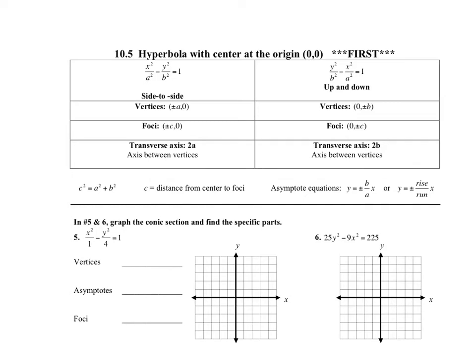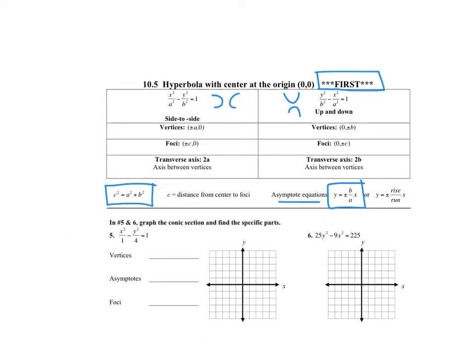Okay, that was Sophia. All right, so 10-5, we're going to do hyperbolas. Hyperbolas are all about which one comes first. It's not about which one's bigger or smaller. These would be side to side, and that would be up and down. Don't forget the foci equation. There's only one. And we also need asymptote equations.